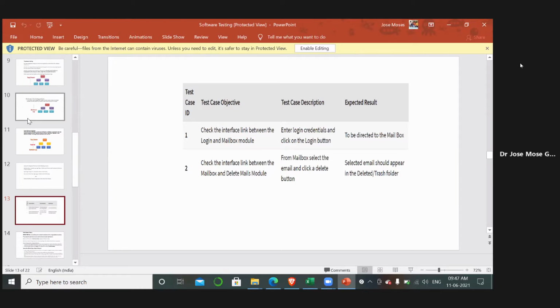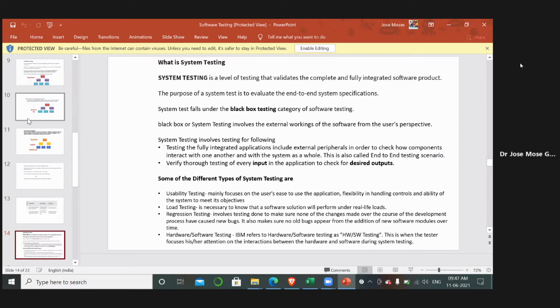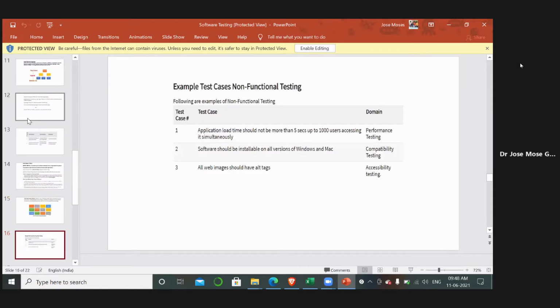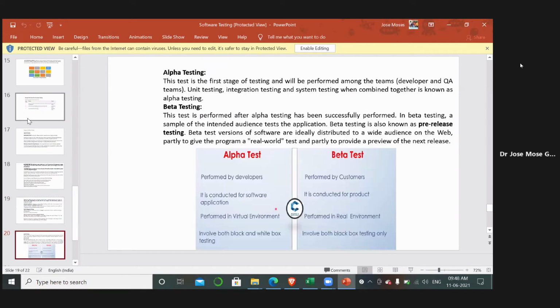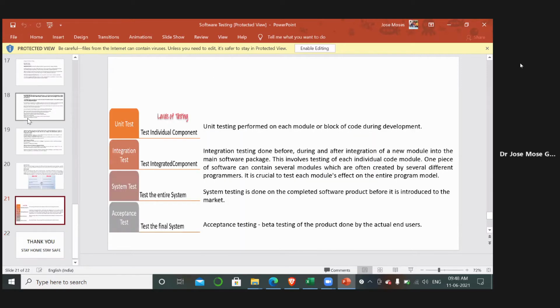And we have discussed what a test case sheet is and what the different parts available in a test case sheet are. Next we discussed what regression testing is, what system testing is, and the non-functional testing concepts and non-functional test sheet, white box, black box, regression, acceptance test, alpha beta test. Okay, so this is the summary of what we have discussed with reference to testing.